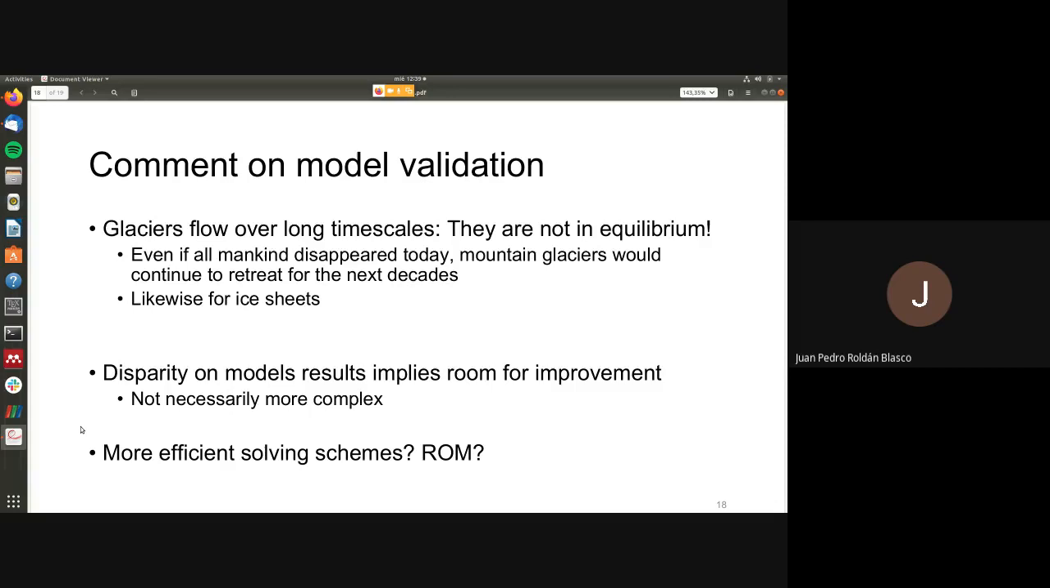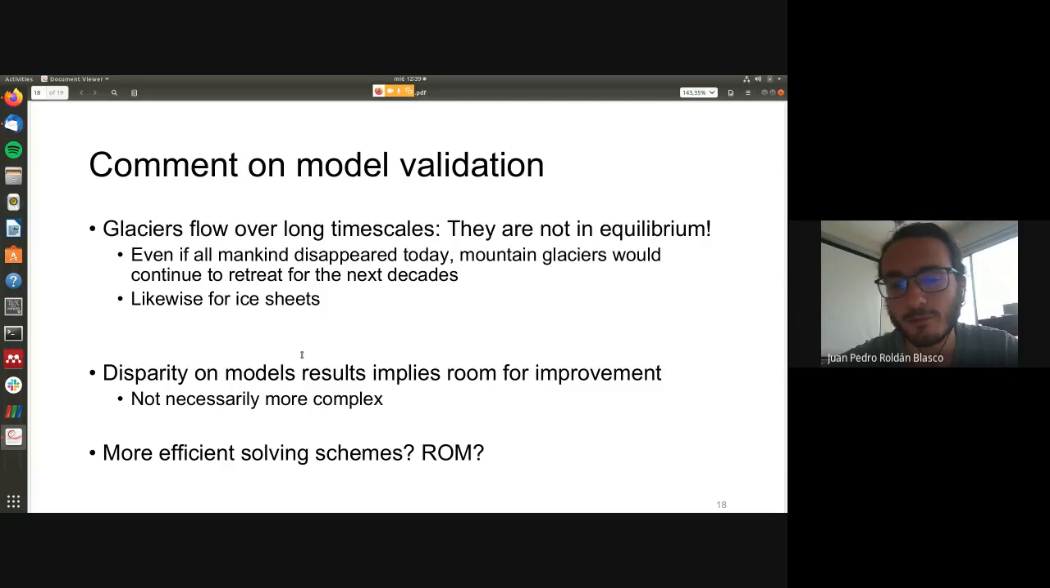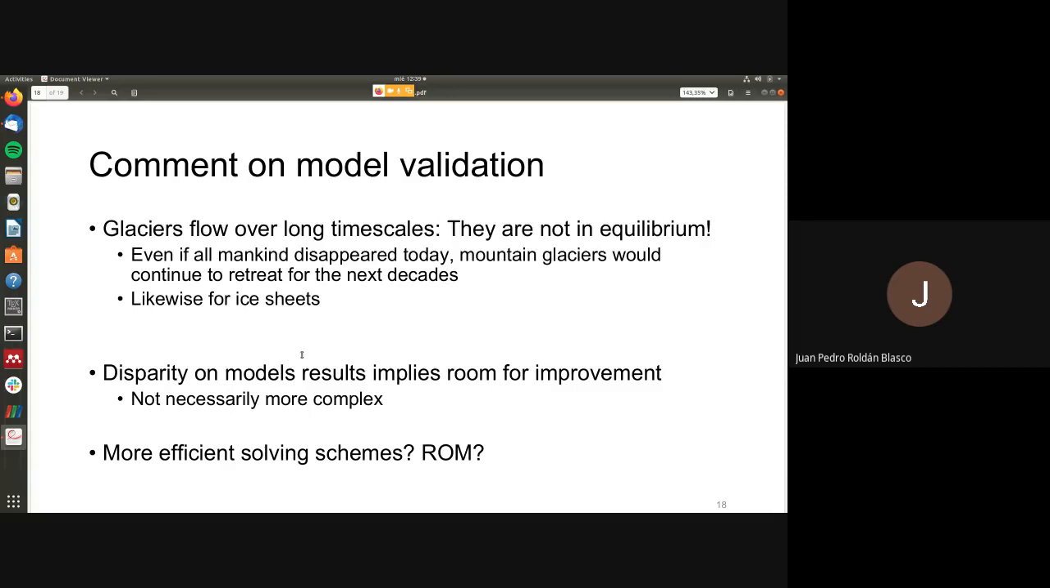Also, we have a lot of models, probably due to the fact that validation is very difficult. That means there is room for improvement, because if we use one model or another, that will have a huge impact on the results that we are studying. We need better models, not necessarily more complex, of course, as that would even increase the problem, but just better models, or at least models that are easier to solve.